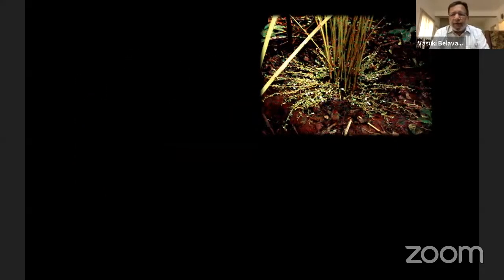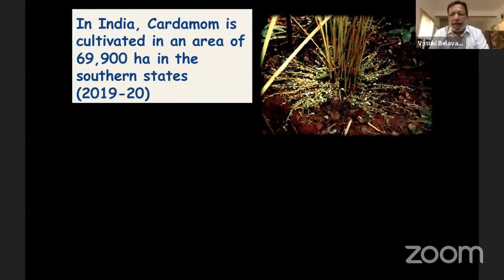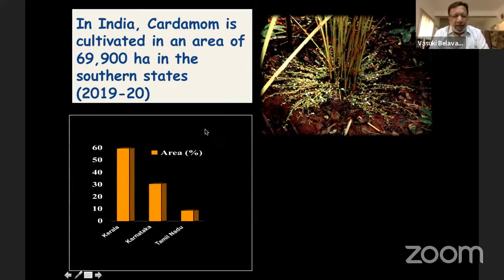So this is a cardamom clump with capsules and with the panicles. And in India, cardamom is cultivated. In 2019-20, if you look at the data, it was cultivated in an area of 69,000 or 70,000 hectares in the southern states of India, mainly Kerala, Karnataka, and Tamil Nadu. Nearly 60% of the area is in Kerala, about 30% in Karnataka, about 10% in Tamil Nadu.